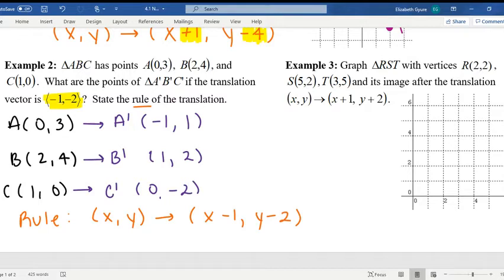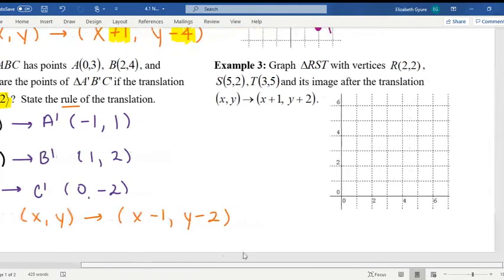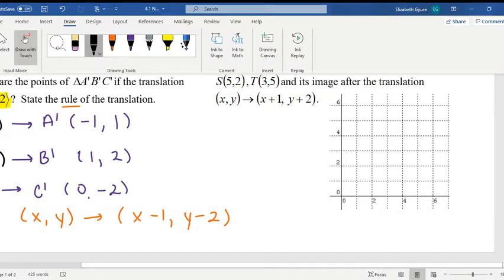Last one of these, and then what's our timing like? And then I think we'll take a little break and then we'll do reflections, okay? All right. So let's look at 3. It says graph triangle RST with vertices at R, which is (2, 2), S (5, 2), and T is (3, 5). So let's graph that first.